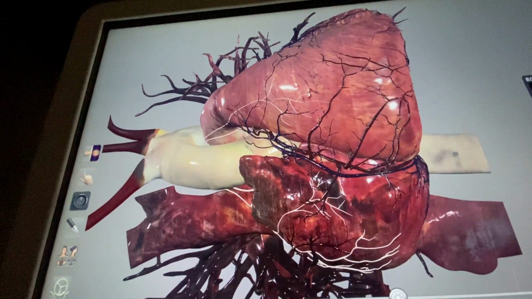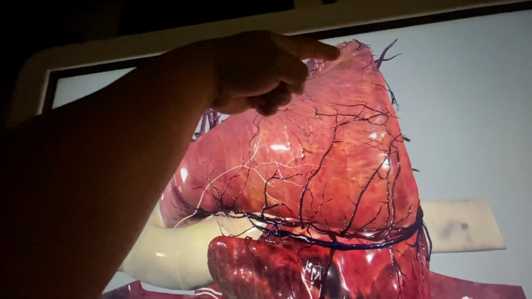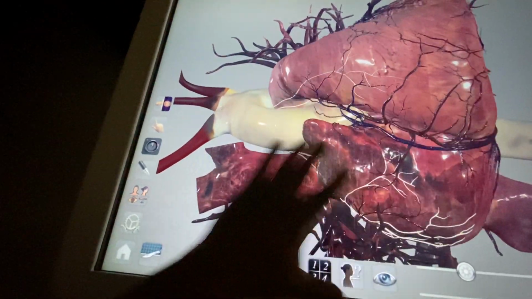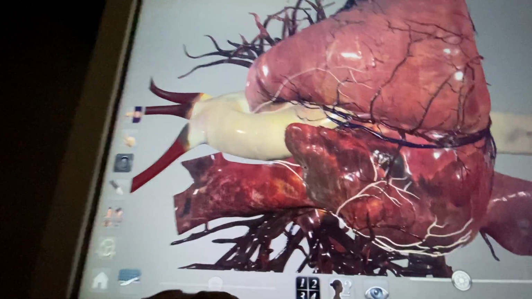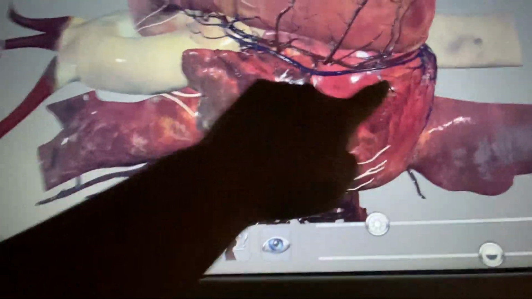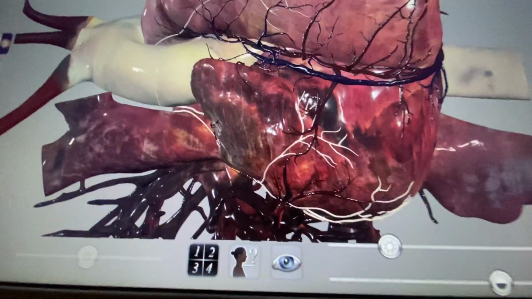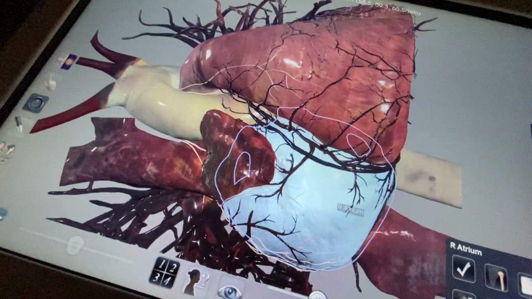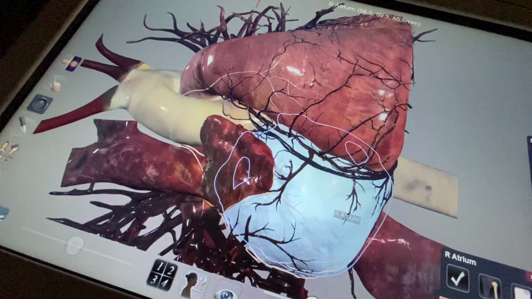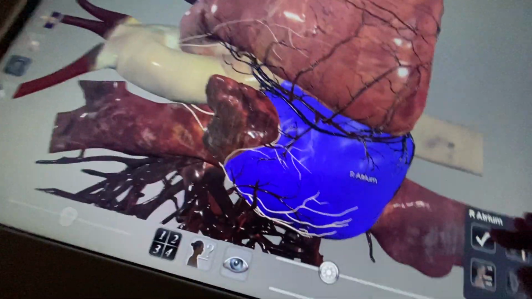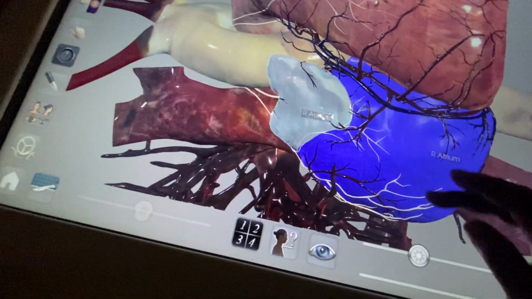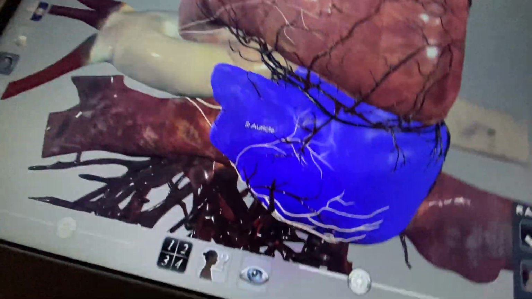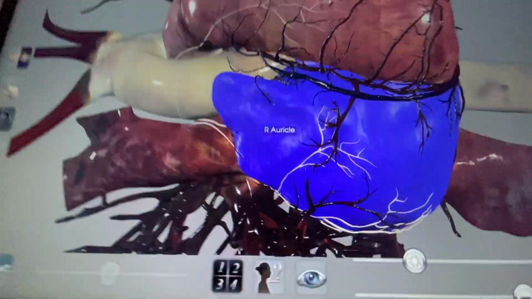Let's do external parts first. Of course, up here, that is your apex. Your great vessels here, that is your base. This right here is your right atrium, and let's color that blue. And if you see this little outpocketing here, that is your auricle, and that is also part of your atrium, so we're going to color them together.